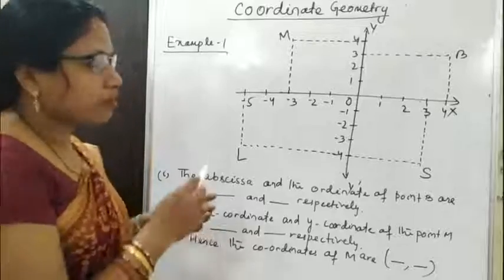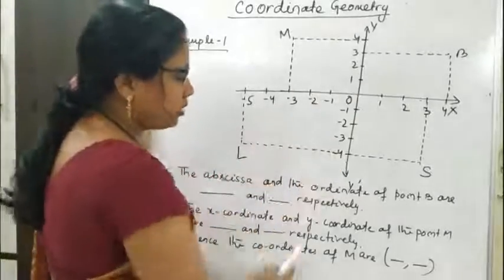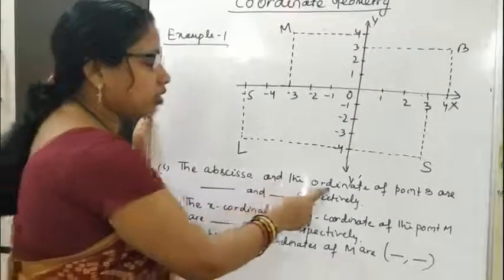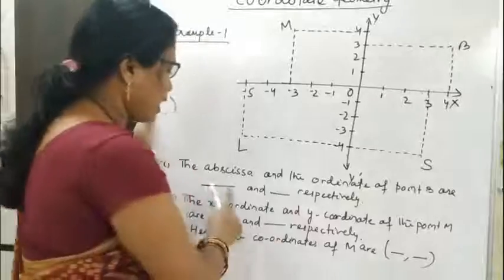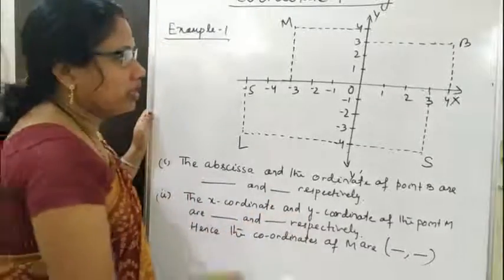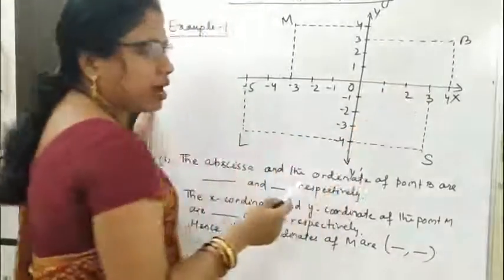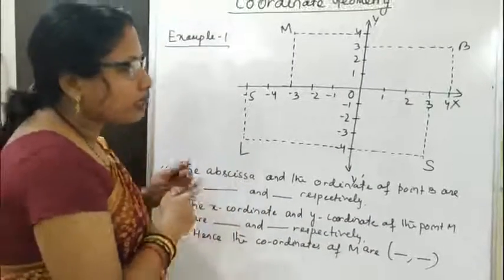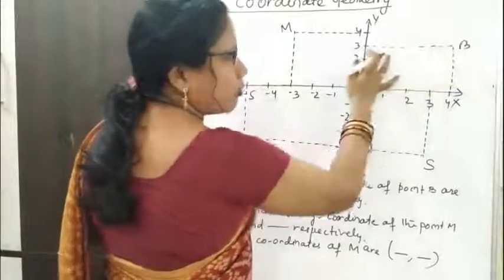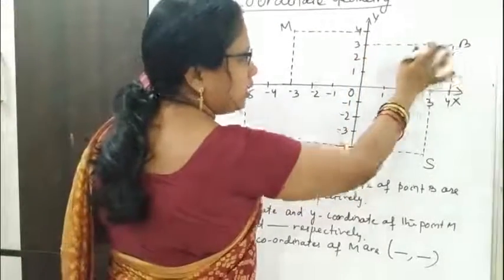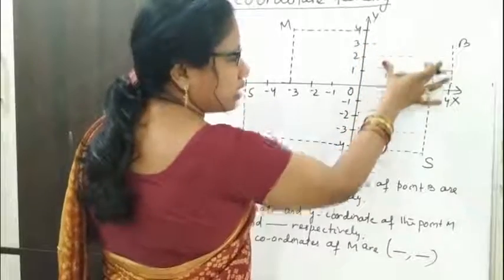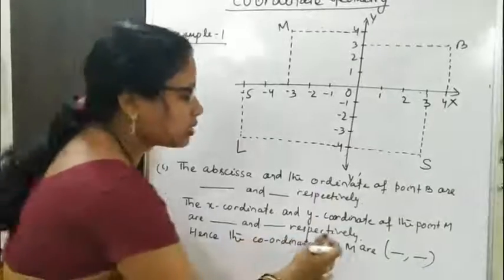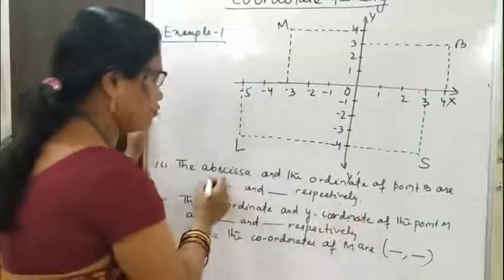Let us discuss example 1. This figure is given, so we have to find the answers. The abscissa and the ordinate of point B are dash and dash respectively. Here is the point B. Abscissa means x coordinate. What is the x coordinate? The perpendicular distance of B from the y axis. This distance is 4 units. So the abscissa of B is 4.